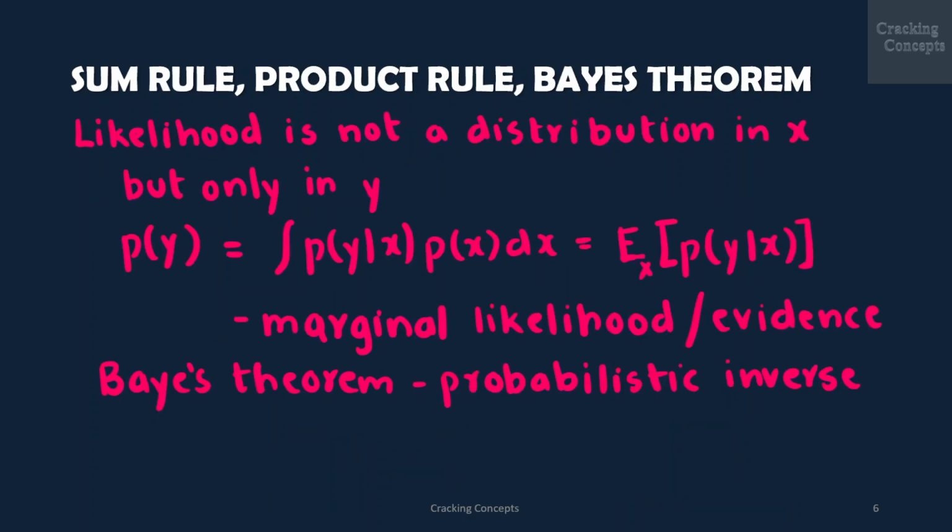The likelihood p(y given x) describes how x and y are related, and in the case of discrete probability distributions, it is the probability of the data y if we were to know the latent variable x. Note that likelihood is not a distribution in x, but only in y. We call p(y given x) either the likelihood of x given y or the probability of y given x, but never the likelihood of y.